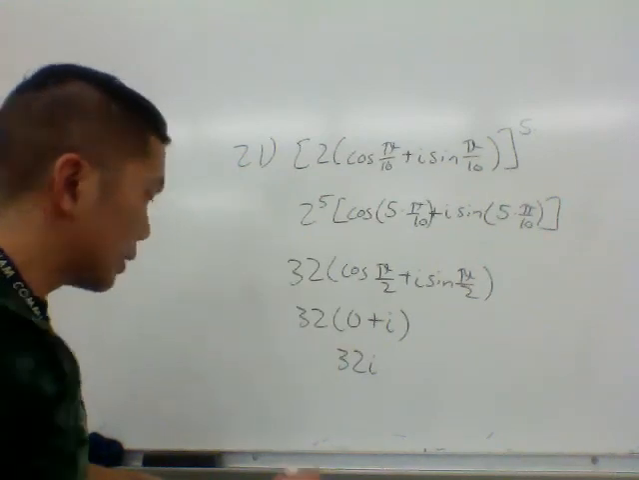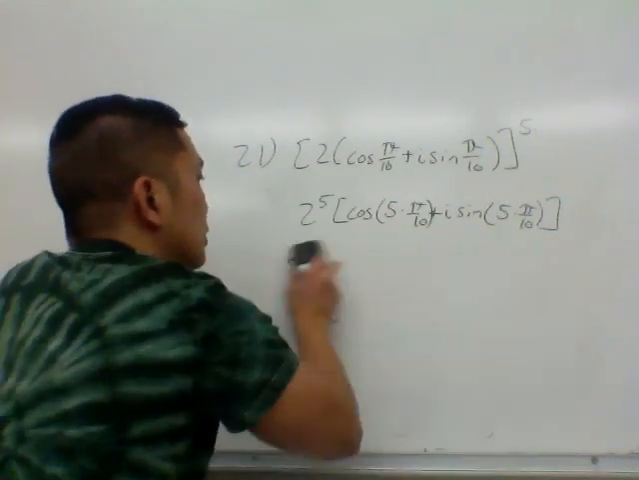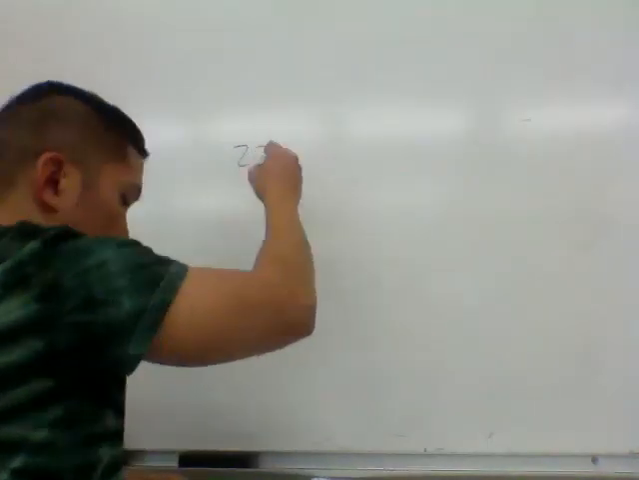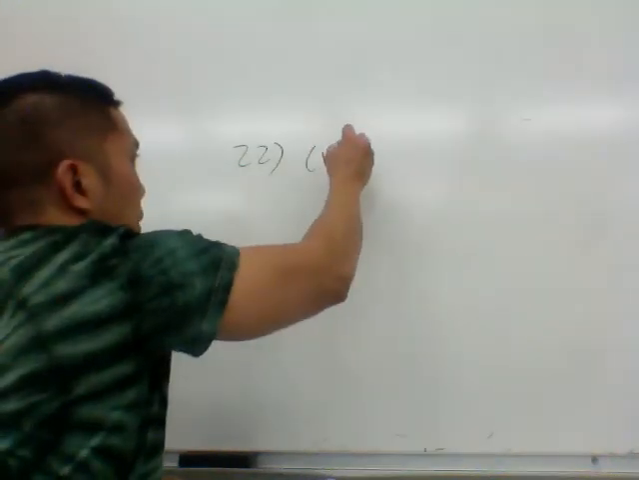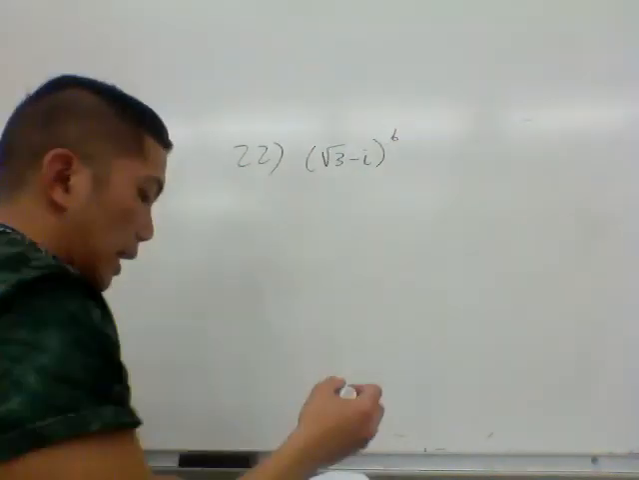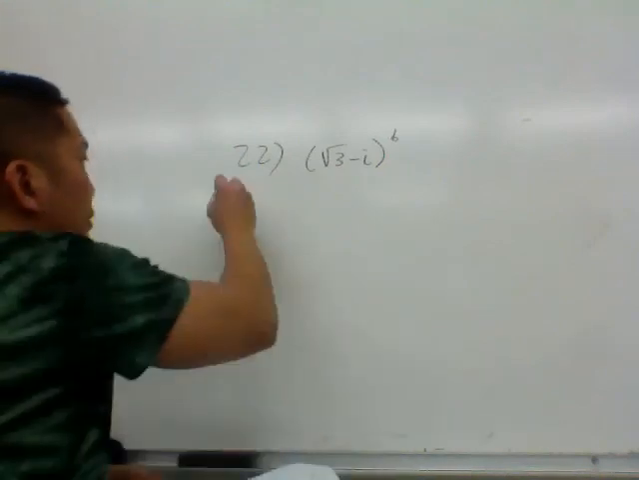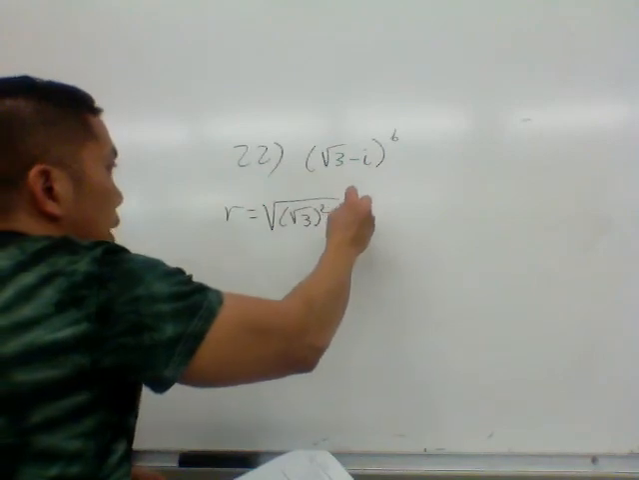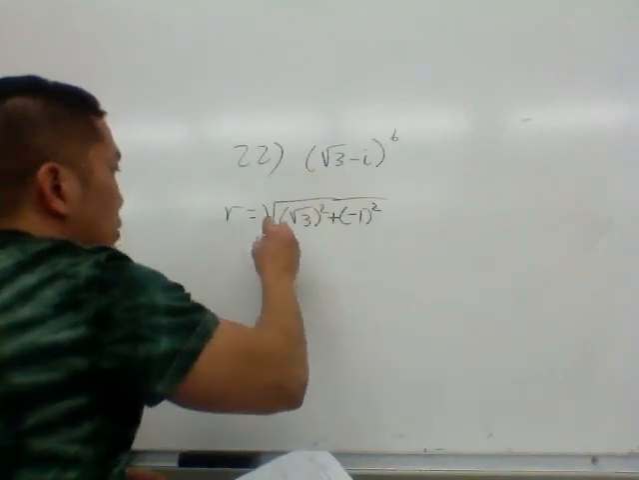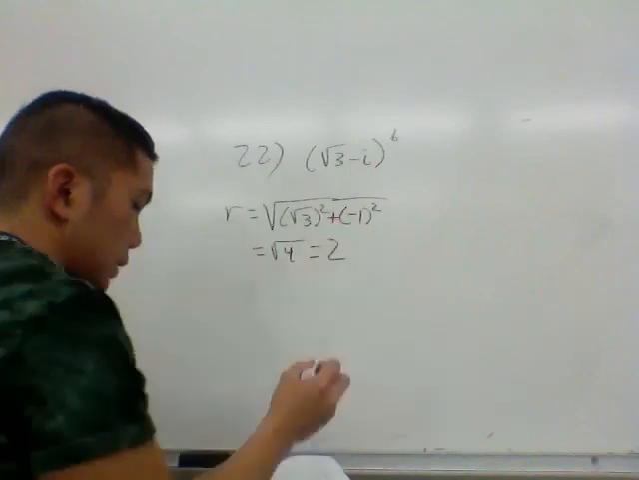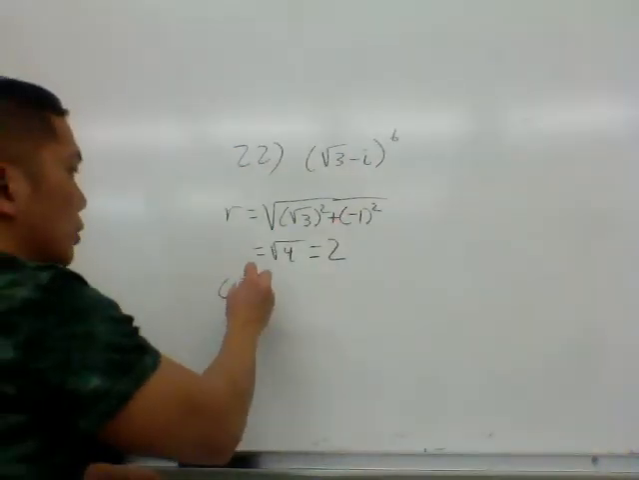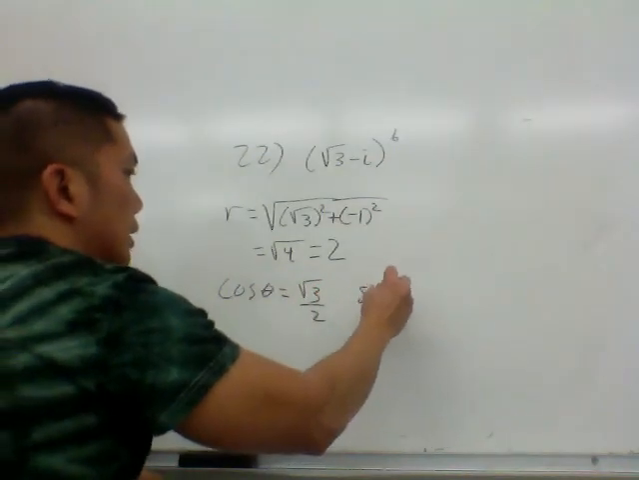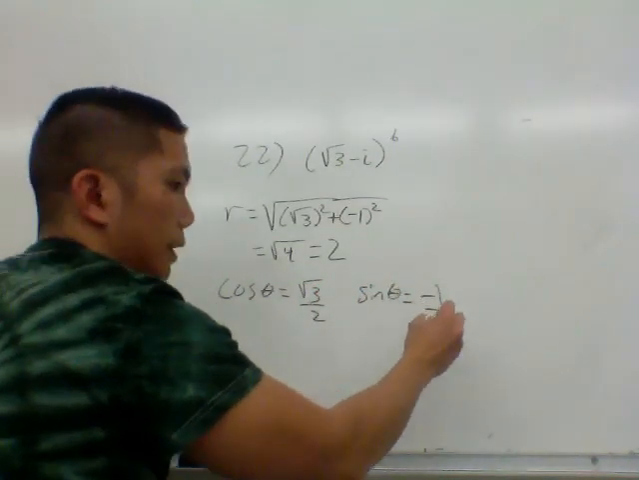Last one that I'm going to do is 22. I am going to use de Moivre's theorem to express root 3 minus i to the 6th in standard form. So I'm going to find my r first. r is equal to the square root of root 3 squared plus negative 1 squared. That equals the square root of 4, which is 2. Now I'm going to find my theta. So cosine theta is equal to root 3 over 2, and sine of theta is equal to negative 1/2.